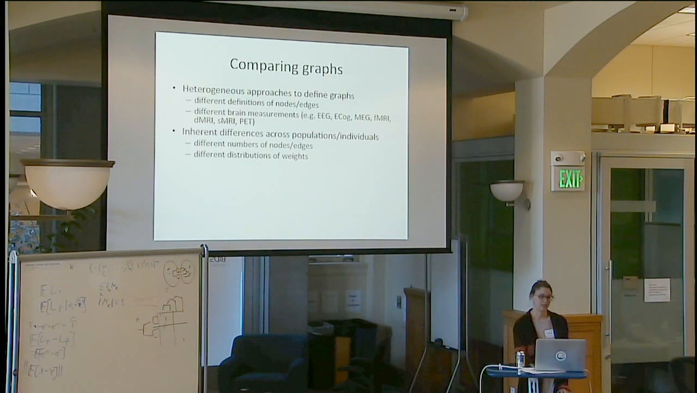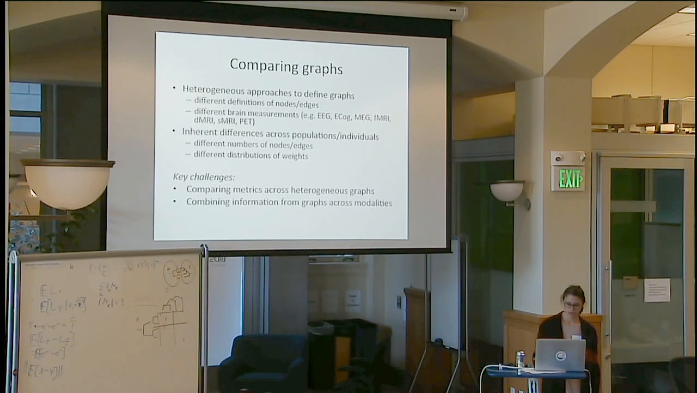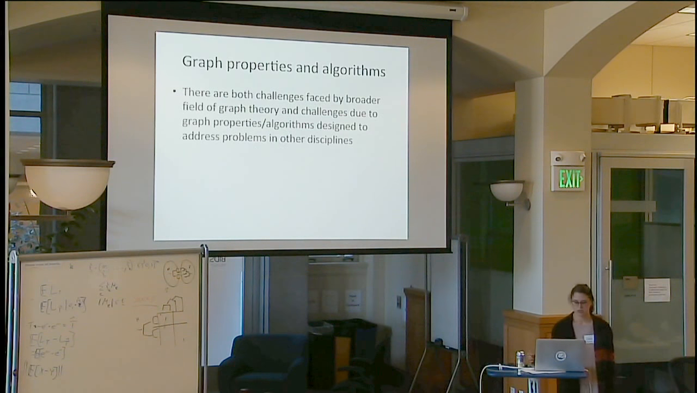And then there are also inherent, non-researcher-created problems, like maybe different people or populations have different ideal numbers of nodes, or ideally you would threshold at a different level. A lot of graph metrics are challenging to compare in graphs with different distributions of weights or different numbers of nodes and other differences. So comparing metrics across diverse populations and different modalities is a continual challenge.